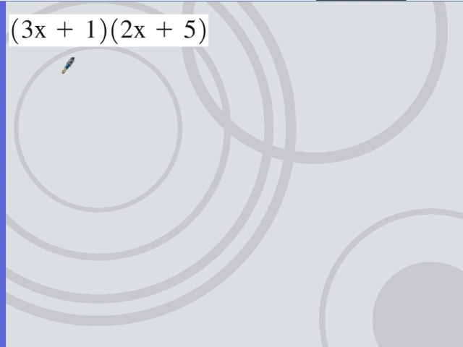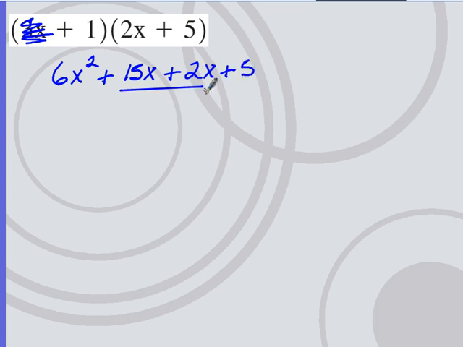So back to this problem. 3x times 2x gives me 6. X times x is x squared. 3x times 5, the only things you can multiply together there is the 3 and the 5. Leave the x. We're done with 3x. Now distribute 1. 1 times 2x and 1 times 5 would just be 2x and 5. The middle terms we can now add. You have 15 x's plus 2 more x's, which is a total of 17 x's.